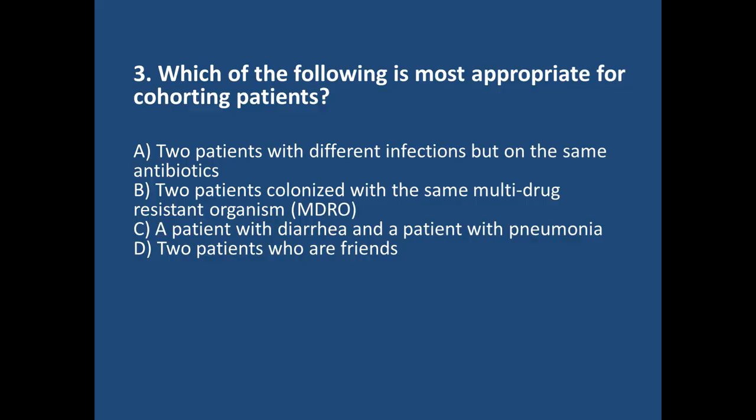Question number 3. Which of the following is most appropriate for cohorting patients? A. 2 patients with different infections but on the same antibiotics. B. 2 patients colonized with the same multi-drug resistant organisms. C. A patient with diarrhea and a patient with pneumonia. And D. 2 patients who are friends.